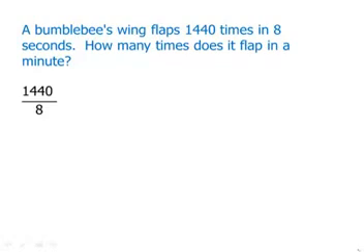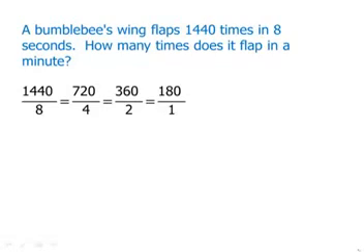I'm going to divide by 2. That gets me down to 720 over 4. Then I'm going to divide by 2 again. That gets me down to 360 over 2. And then I'm going to divide again. That's going to get me down to 180 over 1. So there are 180 flaps in 1 second.